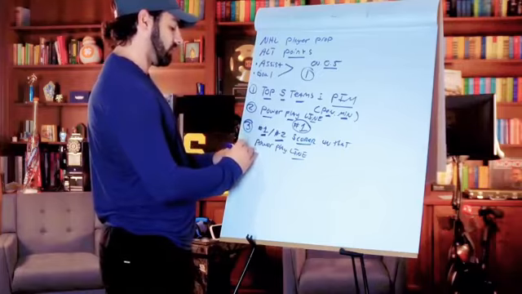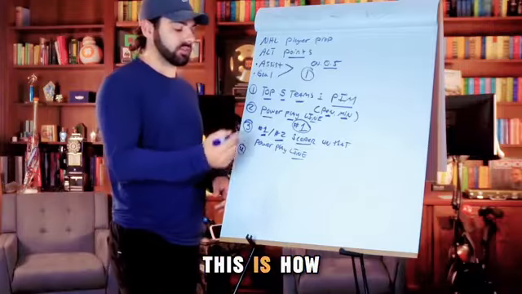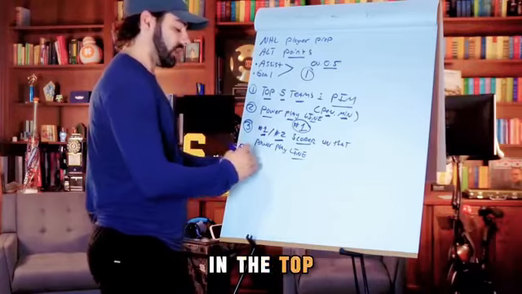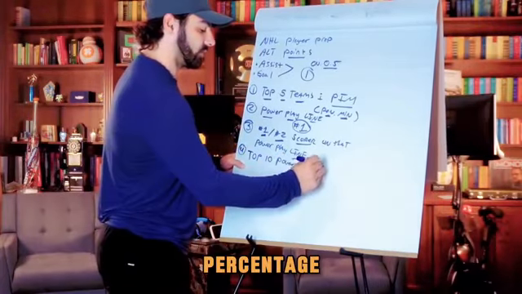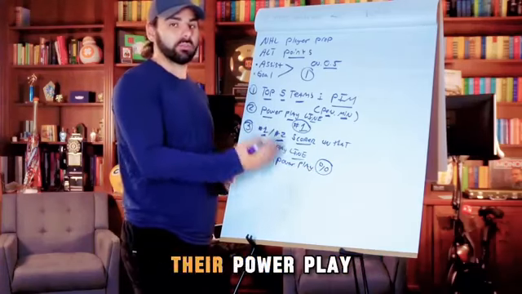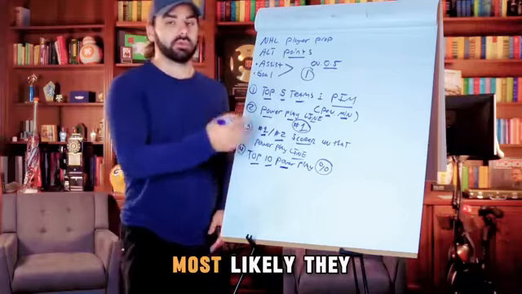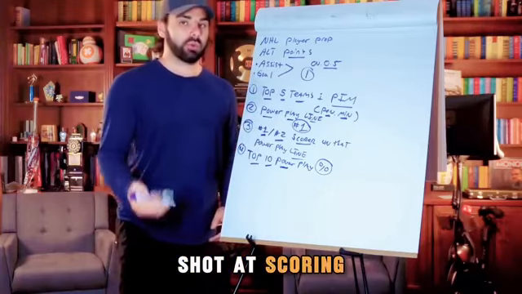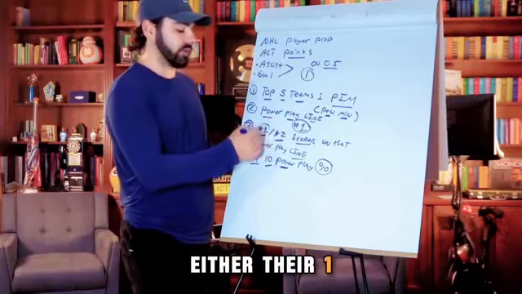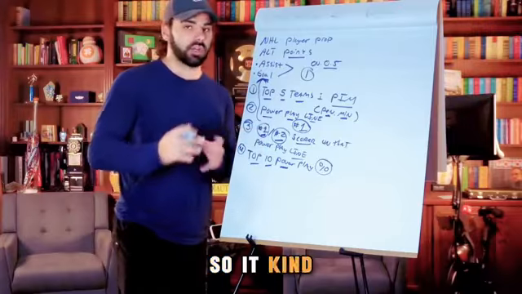Now once you've done that, your next step is going to be to make sure that the team that you have written down with those players, this is how you're going to kind of filter through, is you need to make sure that that team is in the top 10 in power play percentage, okay? That pretty much means conversion. The conversion means they're offensively on the power play, their conversion rate is very high, which means when they go on a power play, most likely they have a good shot at scoring a goal. And if they score a goal on their power play line, either their 1 or 2 guy is going to end up with an assist or a goal. So it kind of all gels together.